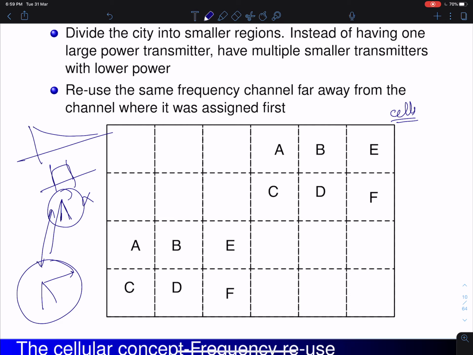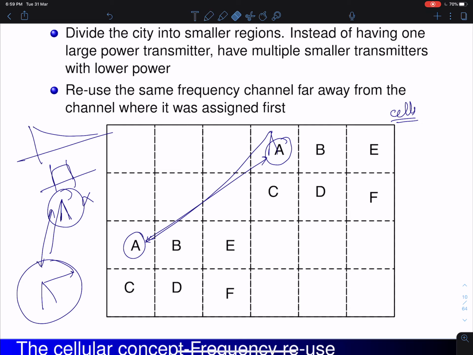He said, let's divide the city into small regions and assign the same frequency channels to two different regions. You choose the regions such that they are physically far apart, so that even if power is radiated, by the time it reaches here it would become negligibly small, so that it will just look like noise. It just gets buried in noise.